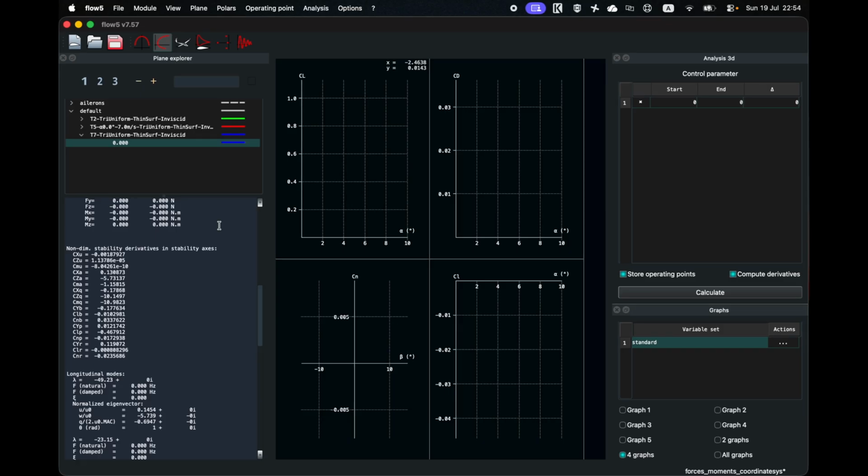Now looking at stability derivatives, we can verify that the axis directions are as described earlier. The Cz alpha derivative is negative and the Cn beta derivative is positive. An increase in angle of attack leads to an increase in lift, or in other words, an upwards directed force.